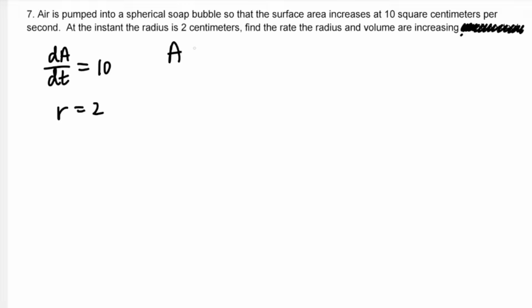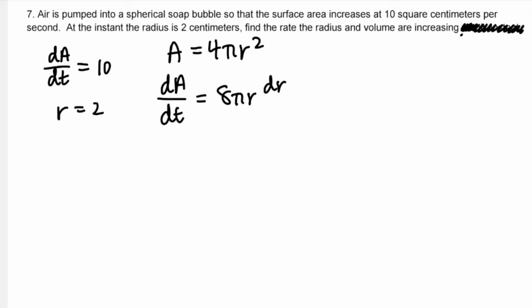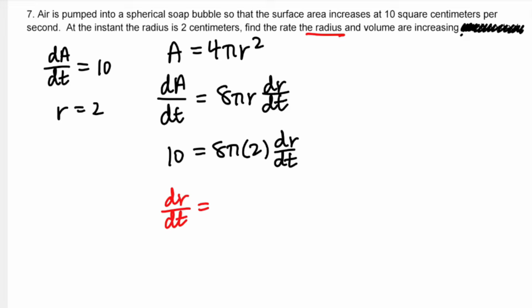So we'll probably start with the area formula. Area of a sphere is 4 pi r squared. Take the derivative of that with respect to time, and start to plug stuff in. And this will help us find the first thing, the rate at which the radius is increasing. So dr/dt, that would be 10 divided by 16 pi. And I might call that 5 over 8 pi.